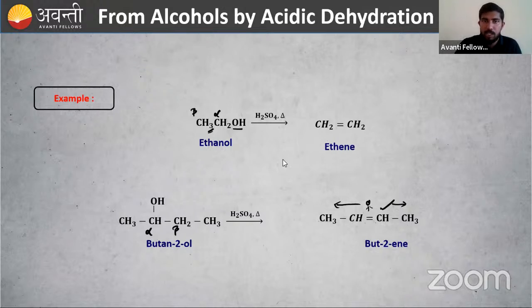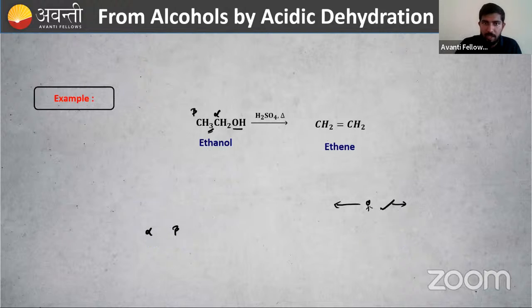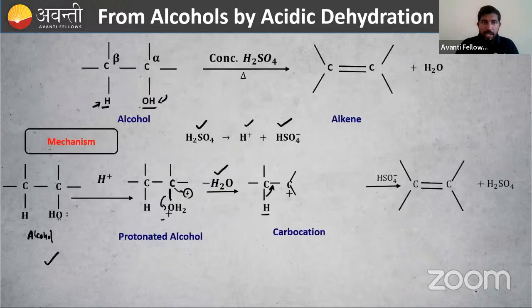Okay, JNV Palakkad students, we'll explain that once more. So we have an alcohol, right? Acidic dehydration. Take the acid, H2SO4. It will release H plus, and what is remaining? HSO4 minus. Then H plus is coming to our alcohol. There is a lone pair of electrons. This OH is taking the H plus.